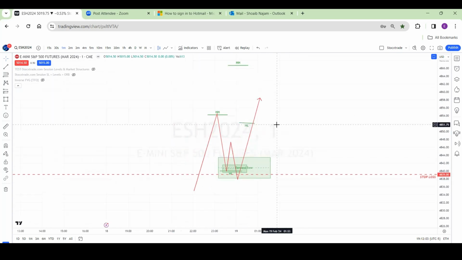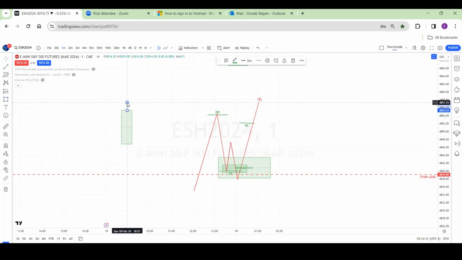In my dictionary, there are only two candles. One candle is the momentum candle, in which the body is more than 50% of the whole candle.